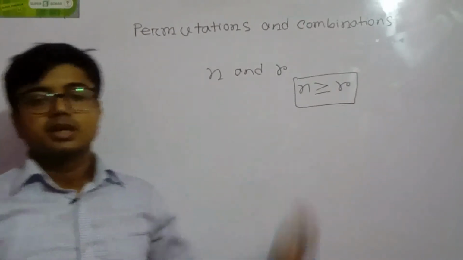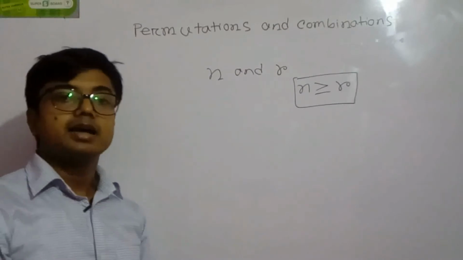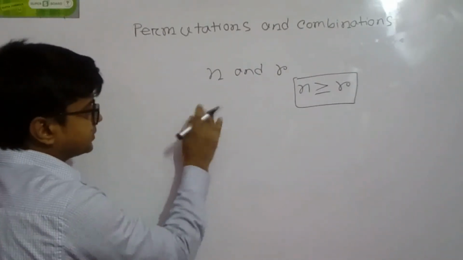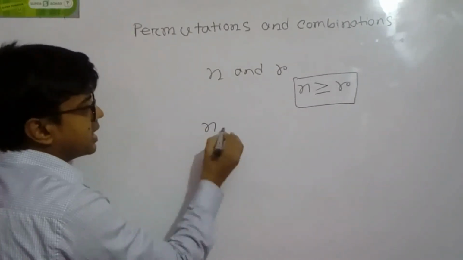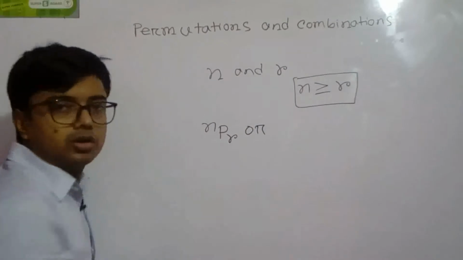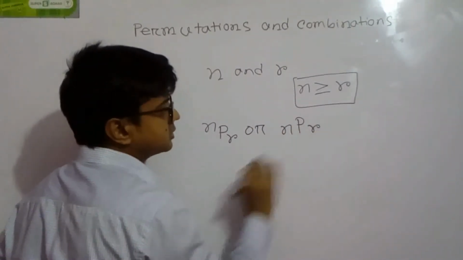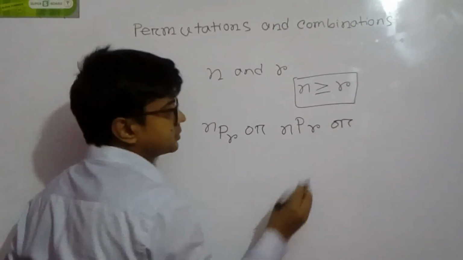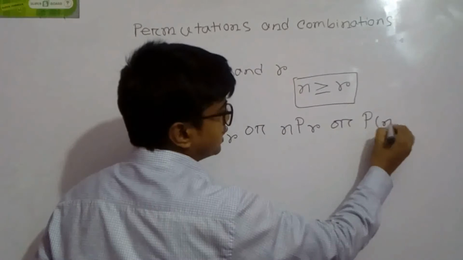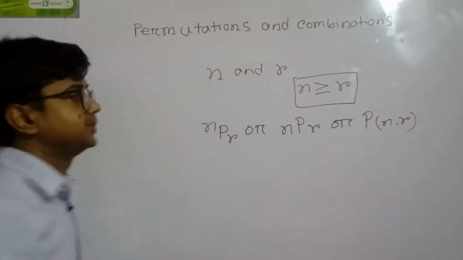And now the number of permutations of n objects taken r at a time is denoted by nPr or P(n, r).